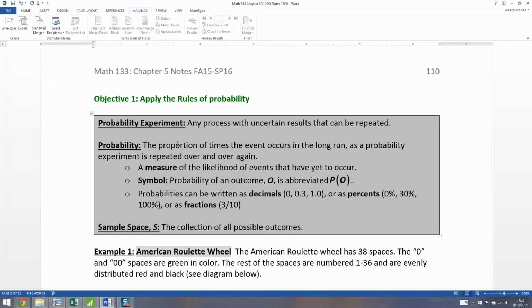Probability is the proportion of times the event occurs in the long run. If you repeat the experiment over and over and over, that probability is a measurement of the likelihood that that event is going to occur, right? But of course, it's the measurement of likelihood of events that have yet to occur because nothing is in the past. Everything's about the future.